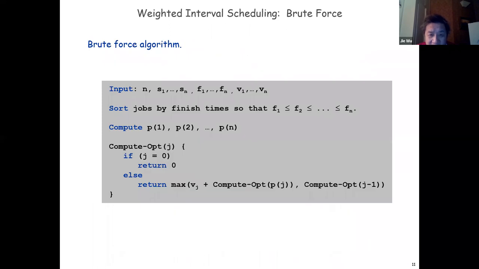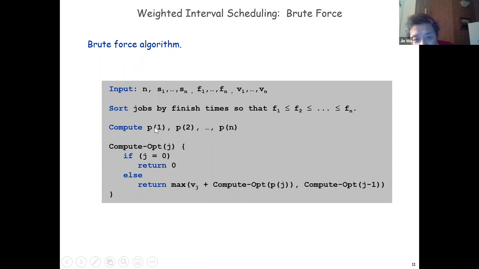So that's the pseudocode, which you can implement in any language, Java or C. You first give the input, which is start time, finish time, and weight. So you have n jobs, with start time s_j, finish time f_j, and then a weight, right? And the key thing is that we sort the jobs based on the finishing time. So you have a linear sequence, 1 to n.